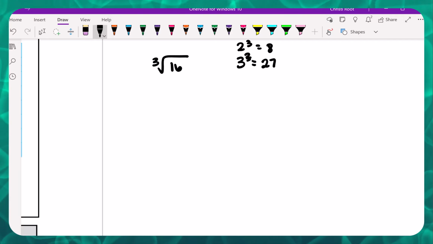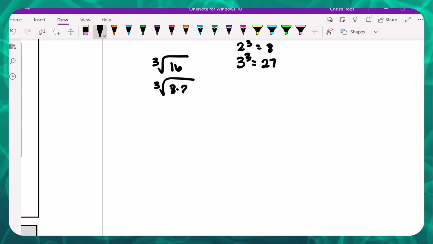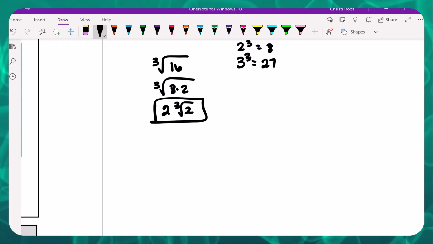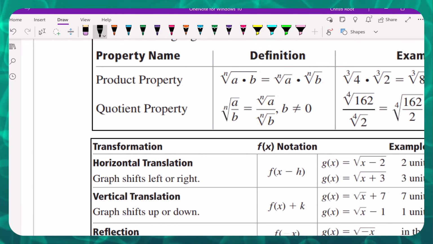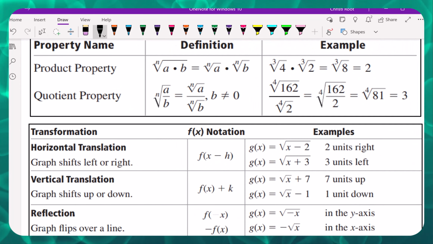So 8 will divide into 16, so I can rewrite that into 8 times 2. And you can separate it. You can say the cube root of 8 is 2, and then your leftover, of course, would be the cube root of 2. A couple of other properties over here would be, now I just used this one right here, but if you were dividing, it's the same thing. So you can take them and separate them into a numerator and denominator, and then take whatever root it is. However, it can help you simplify.